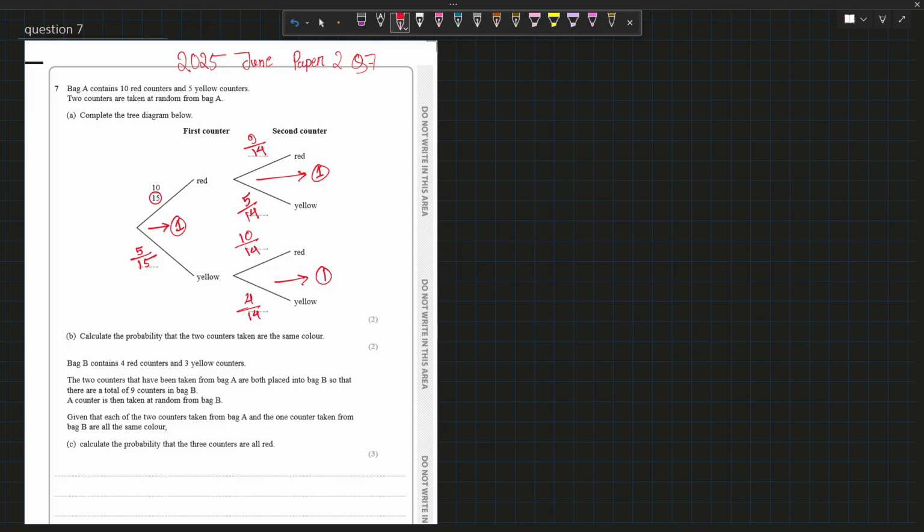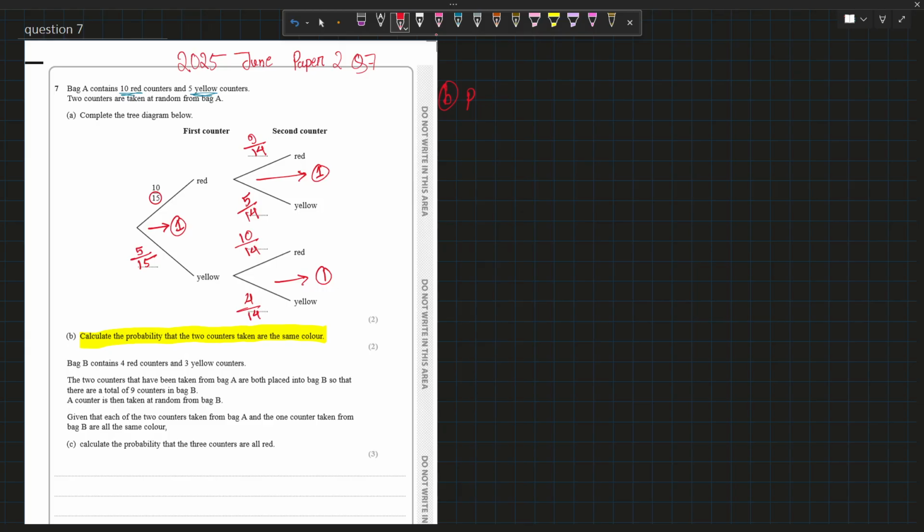Then comes part B. Now they're asking me to calculate the probability that the 2 counters taken are the same color. So from the bag, I would be taking the counters at random. I wouldn't see them, and I would have to find the probability that the counters that I'm taking are the same color. That's what the question is asking for. Now there are only 2 colors, one is yellow and one is red. So probability could be something like this.